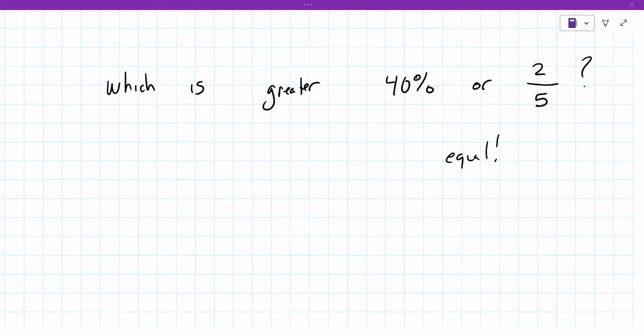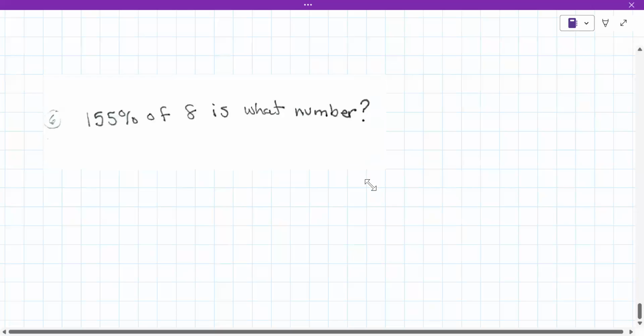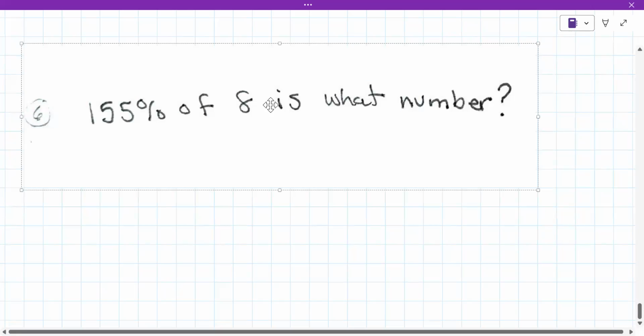All right. So here is a more difficult problem, but probably not for you. You seem to have this down. Just checking all the possibilities of things you might see. What is 155% of 8?